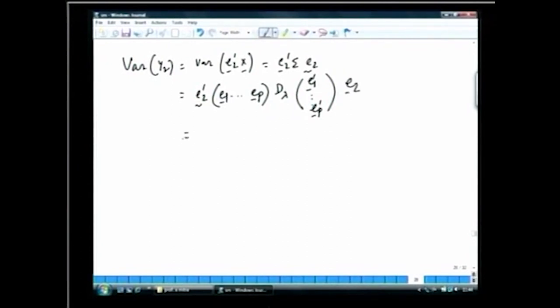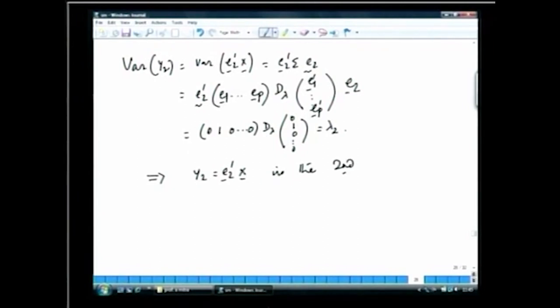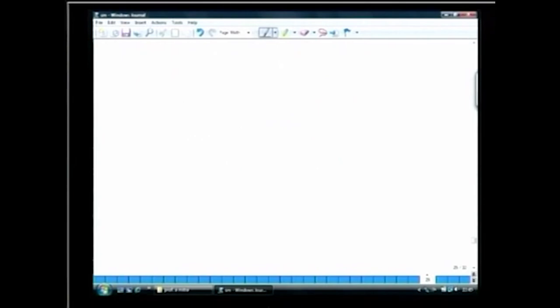And this is nothing but, because e 2 is orthonormal to all these, in fact e 1 to e p are all orthonormal eigenvectors, you will have e 2 combining with e 2 only, and since these are orthonormal, you get 1 here. So, this is basically 0, 1, 0, 0, then you have D lambda, and then again 0, 1, 0 to 0, which gives you lambda 2. So, all these things sum up to the conclusion that y 2 is e 2 prime x, the second principal component.